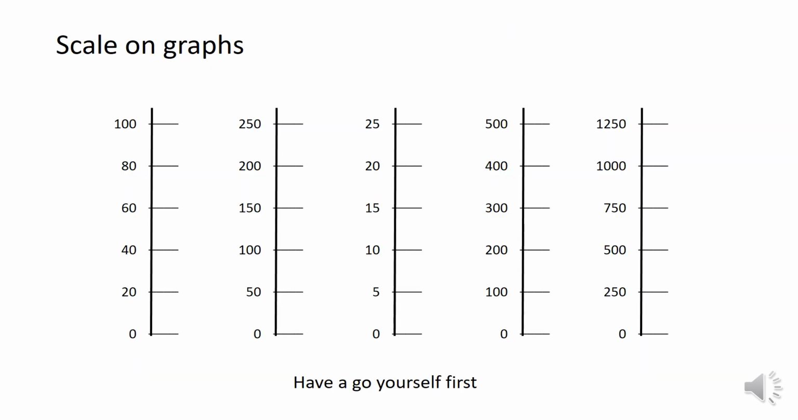I mentioned before about the scale on graphs. The scale is really important, and on graphs it goes up the same each time. Cast your eye over the different scales here. Can you work out the difference that they increase by each time? Take a pause in the video before we have a go ourselves.